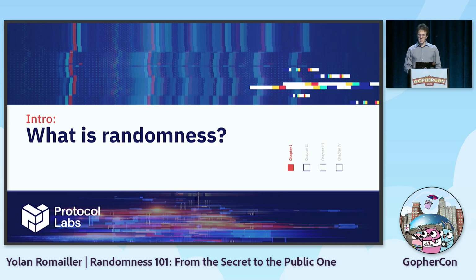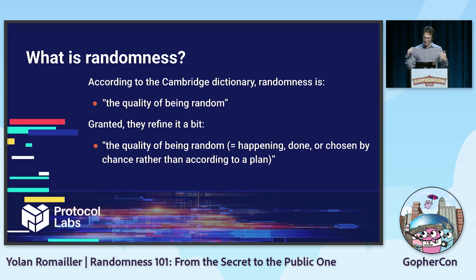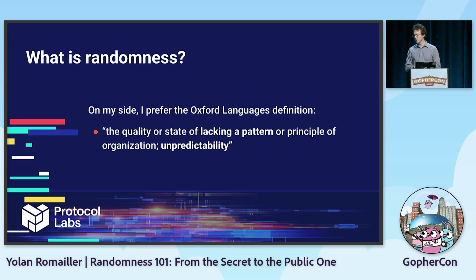So what is randomness? We can look it up, right? And according to the Cambridge Dictionary, randomness is the quality of being random. Truly amazing, great. So thankfully they refine it a little bit, and they say it's a quality of being random, happening, done, or chosen by chance rather than according to a plan. However, that's not very helpful for the way we see randomness in computer sciences. Other definitions capture the notion a bit better, in my opinion. So, according to the Oxford Language definition, it's the quality or state of lacking a pattern or principle of organization, unpredictability. And that's a very important word we'll need to remember later on.